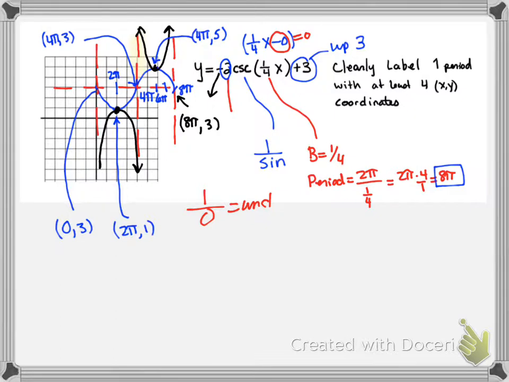What we should probably do is in some way kind of erase or dash the original sine graph and label the black one as the one we want. This is our -2 cosecant 1/4 x plus 3.